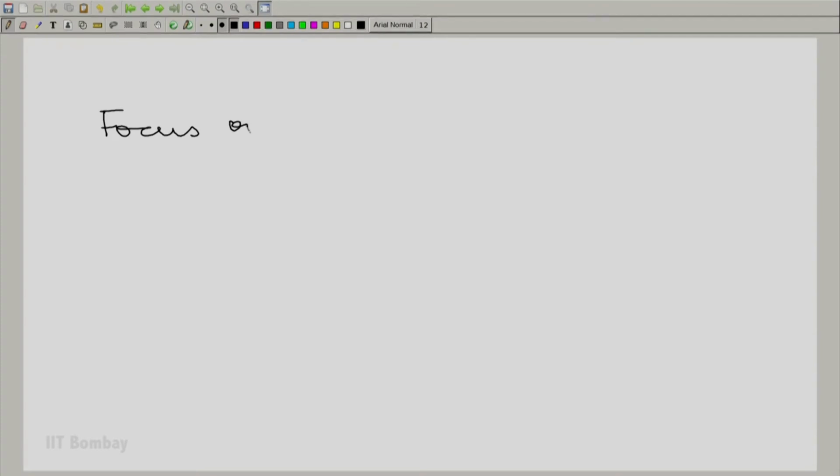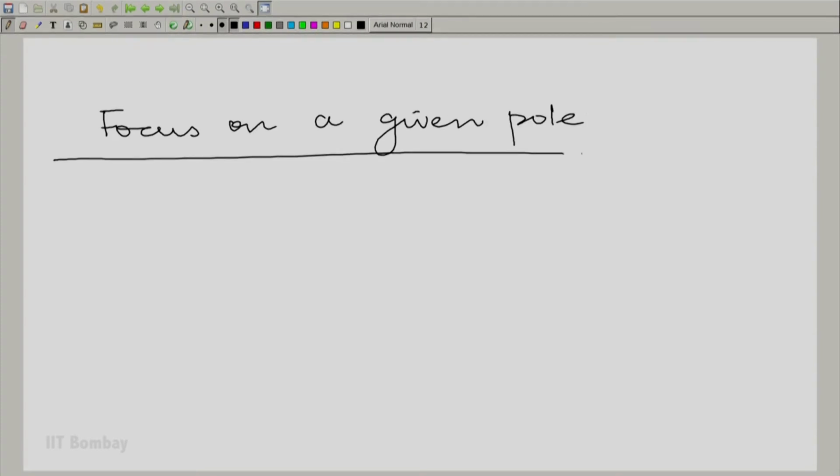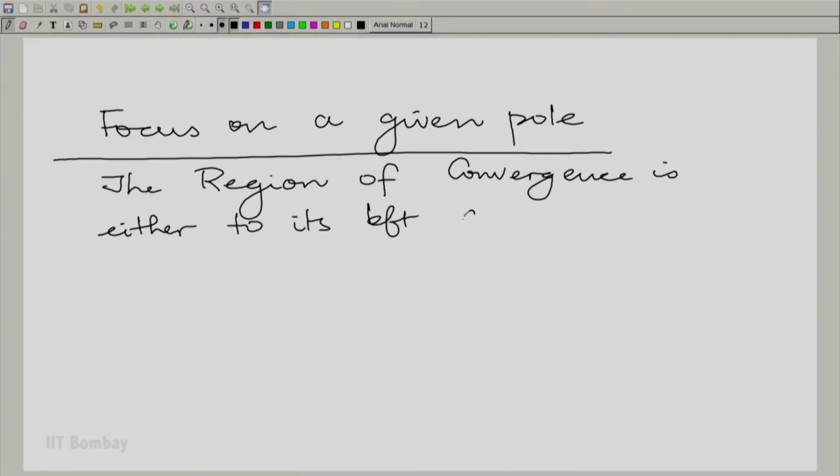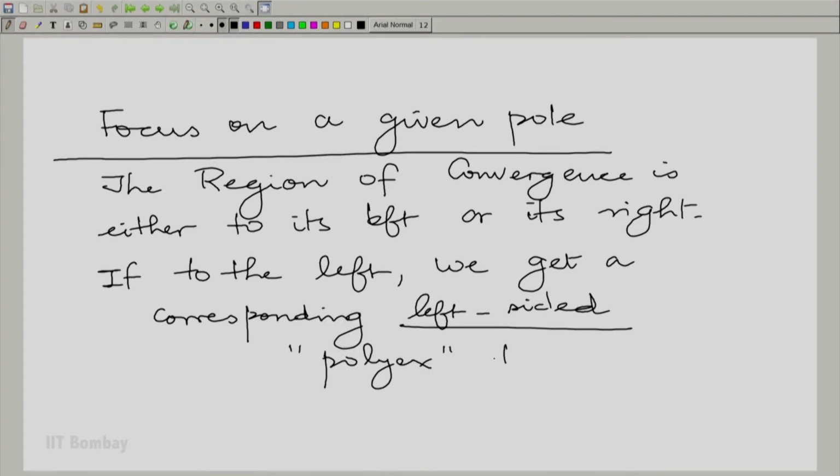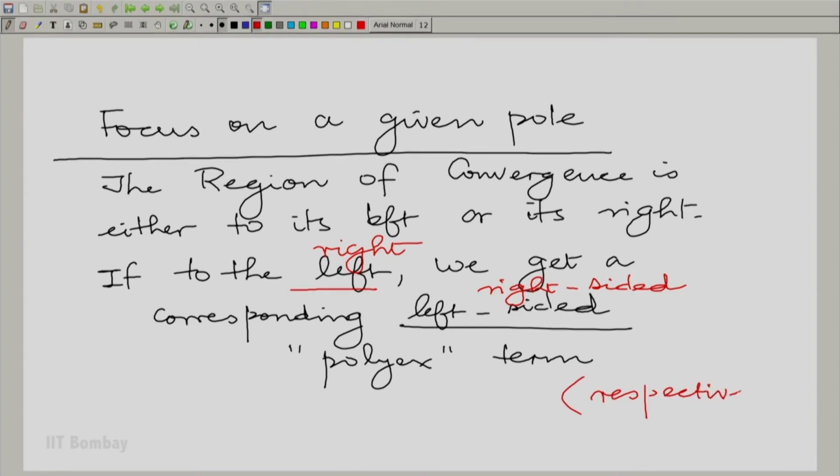So, let us review that. Now, we must review some of the critical ideas that we have to use. Focus on a given pole. The region of convergence is either to its left or to its right. If to the left, we get a corresponding left sided Pauli X term. And now I can write one more statement in the same breath, so to speak. If to the right, we get a right sided Pauli X term.